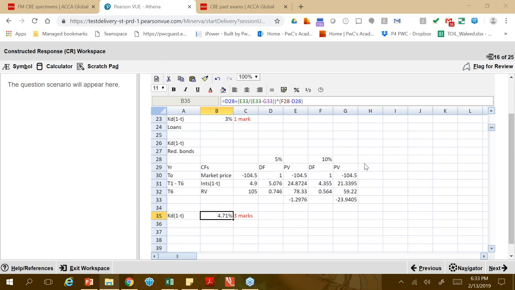The last question here is, can you simply put the interest into the 1 minus T? Yes, you can, and you will get the same KD 1 minus T of the bank loan.